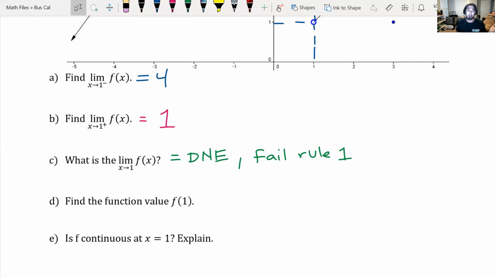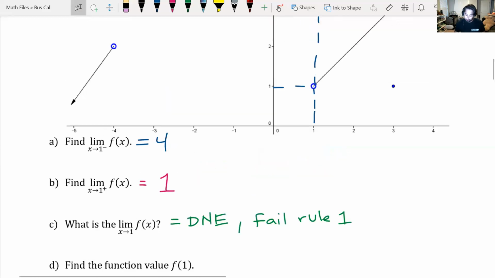D says, find the function value f of 1. So remember what this means. This says, when x is exactly 1, what is the value of y? When x is 1, what is the value of y? That's what that means. So let's go back, read the graph.